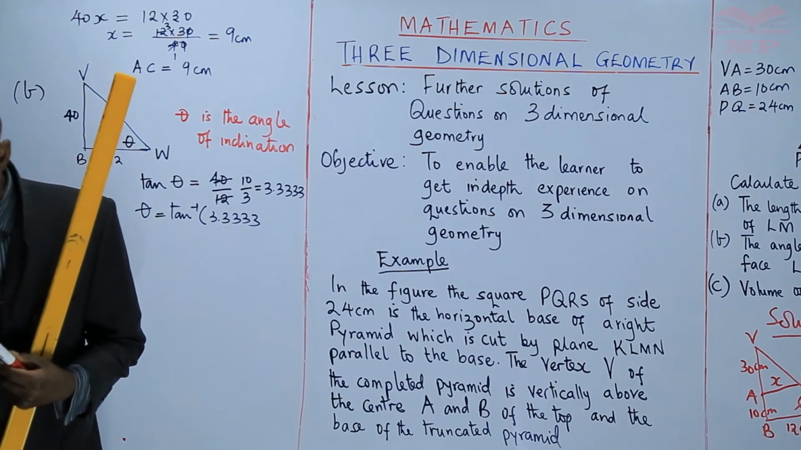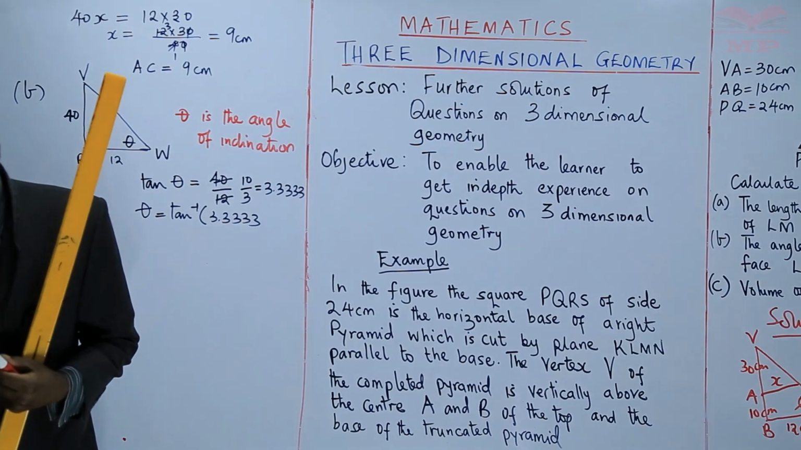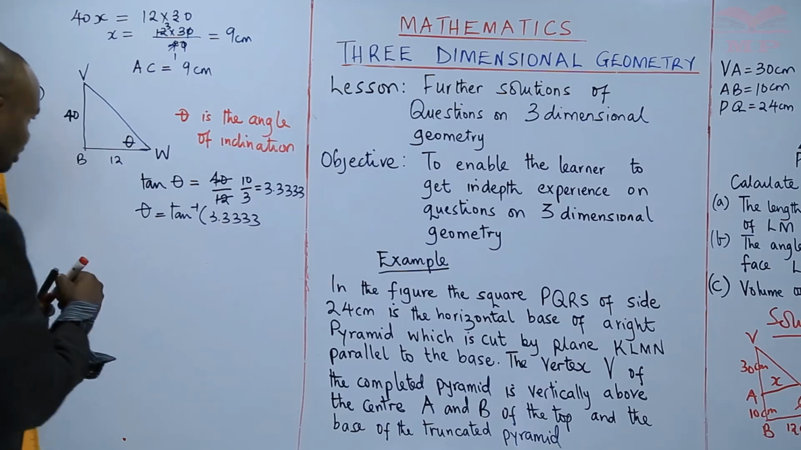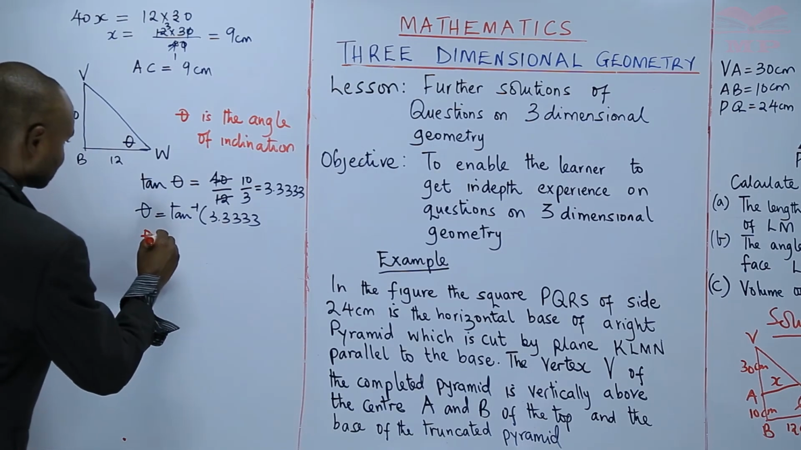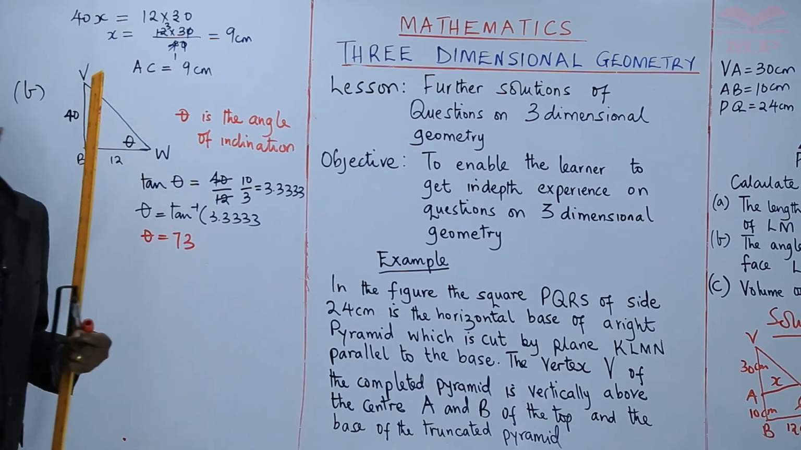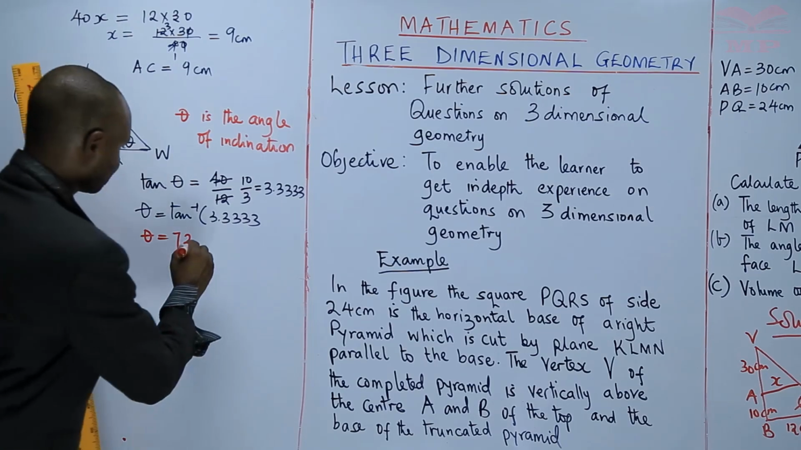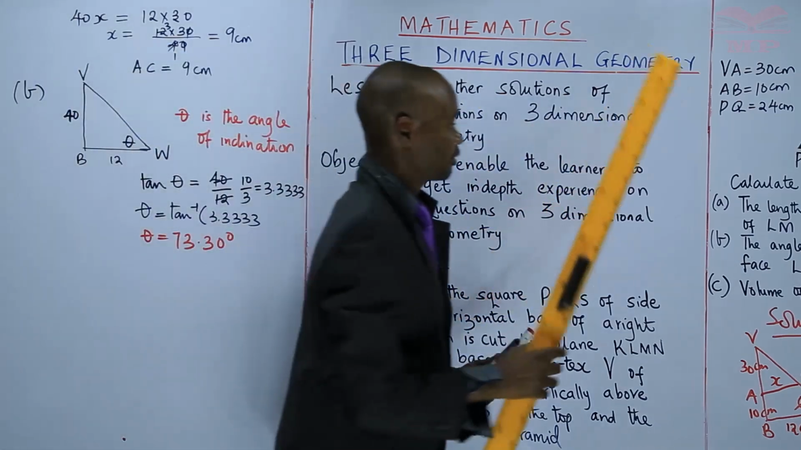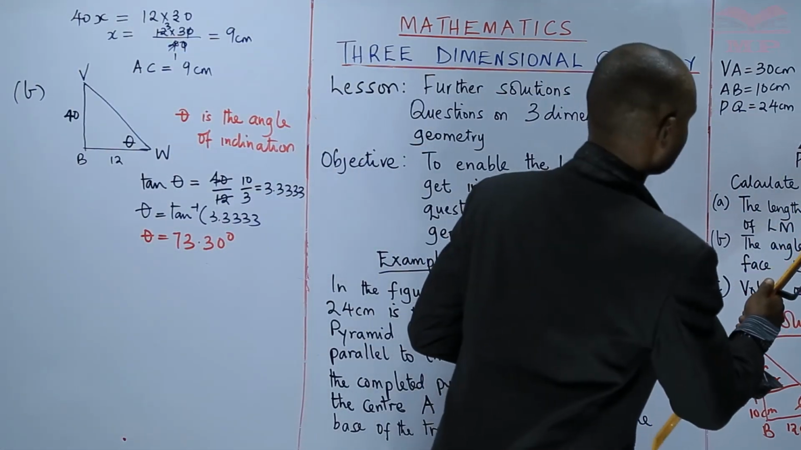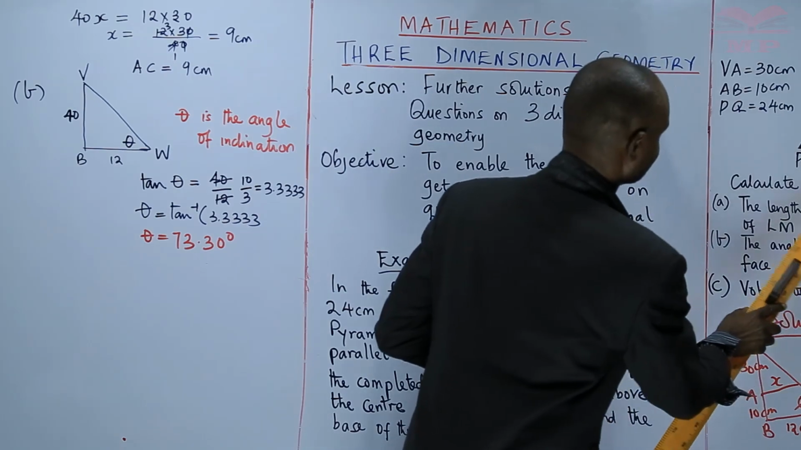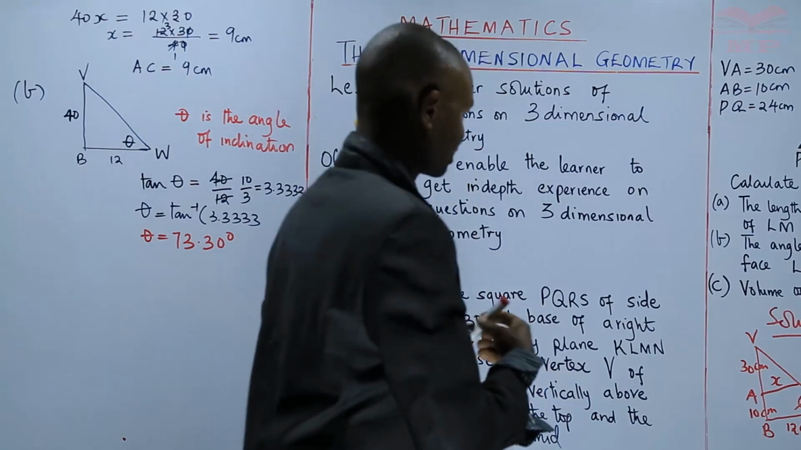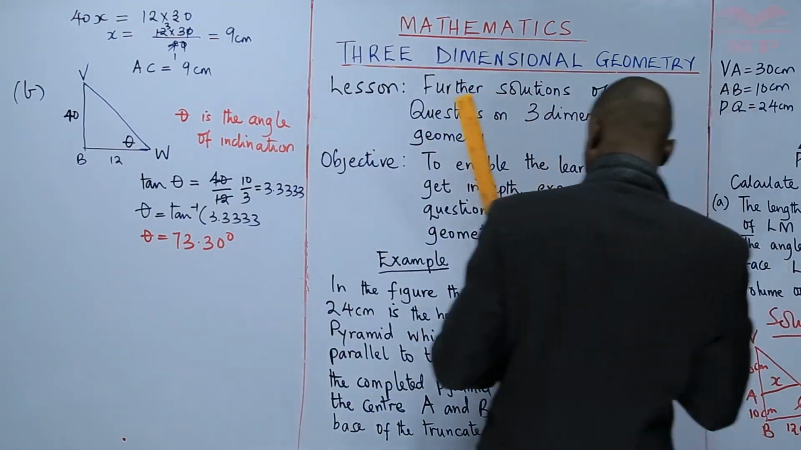Tan inverse 3.333. This will give you 73.3 degrees. So theta is 73.30 degrees. That is the angle of inclination of the plane LMRQ and the horizontal. So my horizontal was that square base. We move to the last question C.